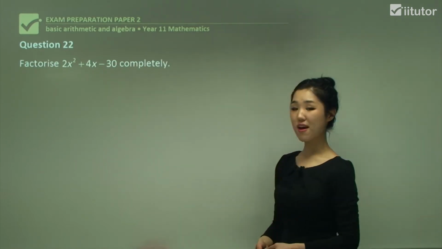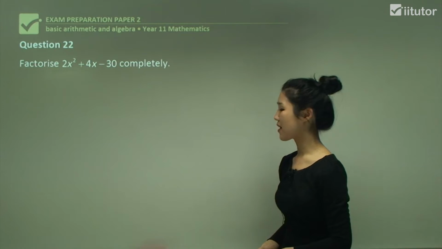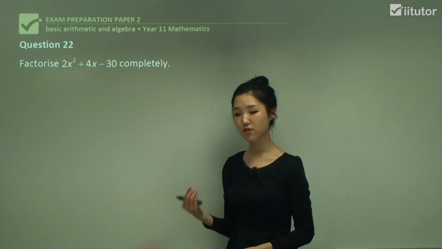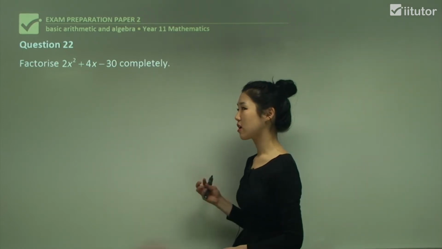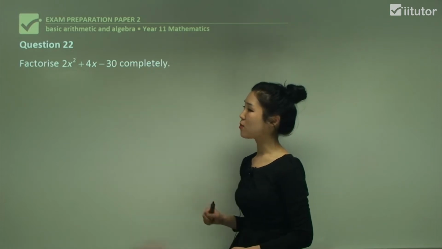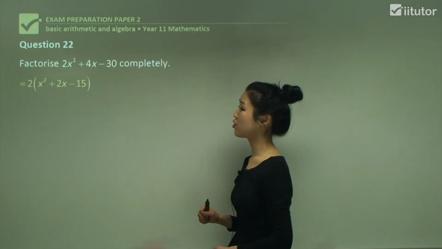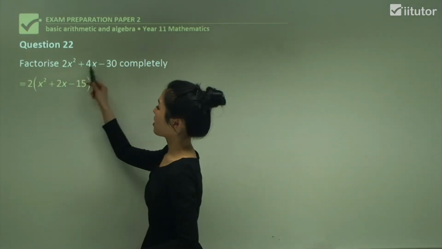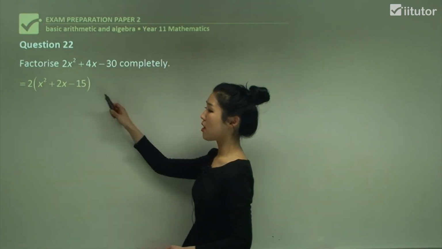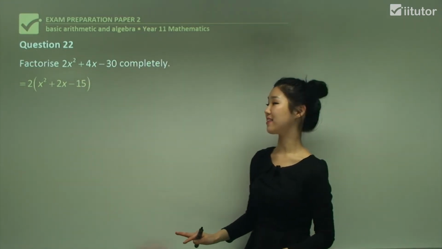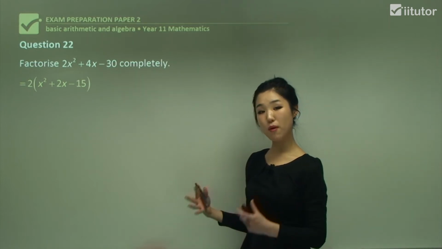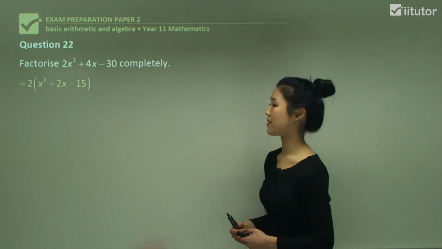22. Factorize completely. Whenever you factorize, you should all know that we first must find the common factor. I can see that 2 is a common factor, so I'm going to take 2 out first, so that x squared plus 2x minus 15 is left inside the brackets. And it's a quadratic inside the brackets, so let's use some quadratic factorization.